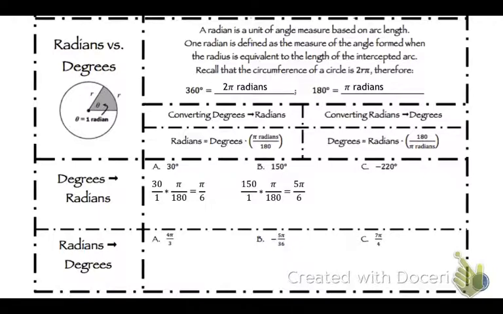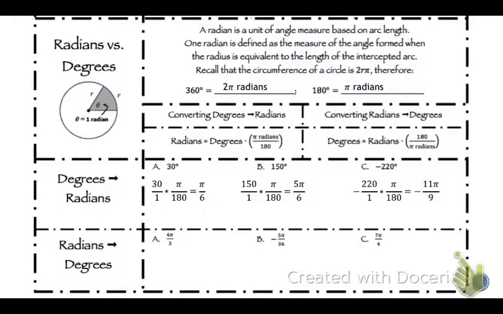Now we have negative 220. Keep the negative. So we have negative 220 times pi over 180. Put that over 1, multiply straight across. That's negative 220 pi over 180. 10 goes into both of those, so that becomes 22 pi over 18. Then 2 goes into 22 11 times. 2 goes into 18 9 times. So that's negative 11 pi over 9.